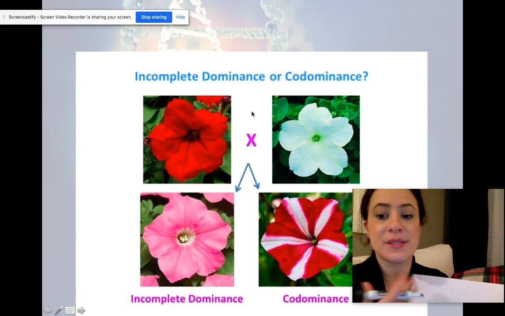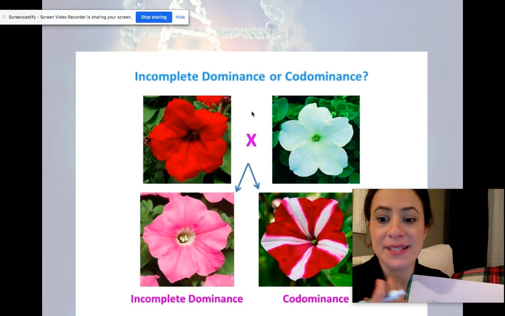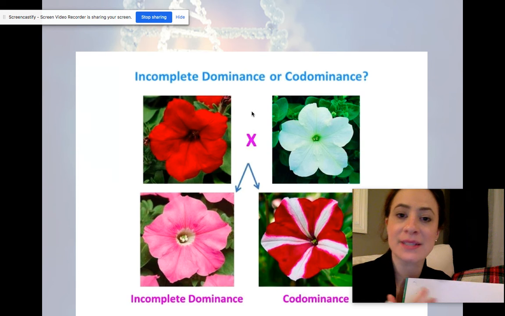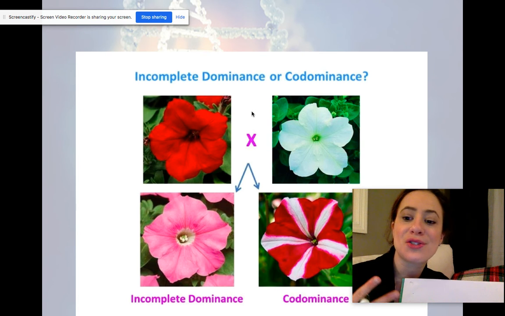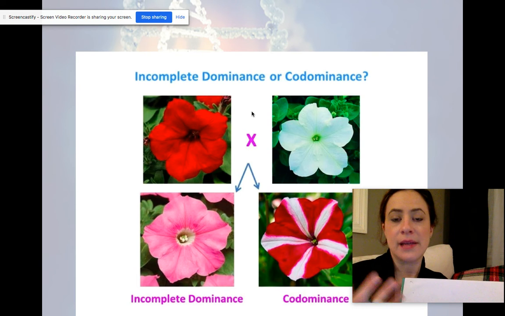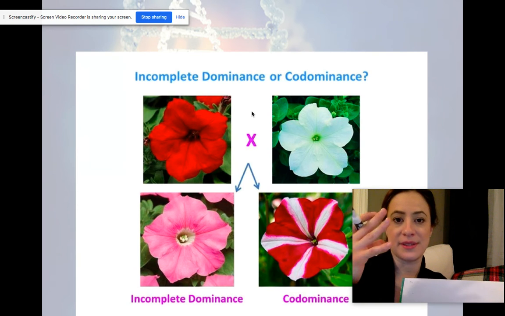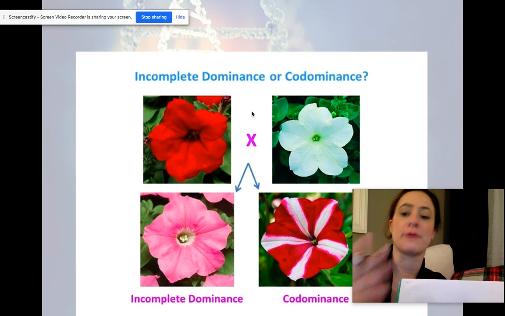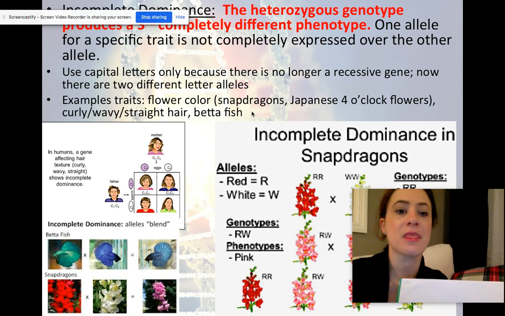Now, we always use the example with flowers because it's a very visual example. There are other patterns of inheritance with people and human traits that are incompletely dominant, but when teaching this to freshman bio students, we use the example with flowers because when you take red and white, you blend them to make pink.